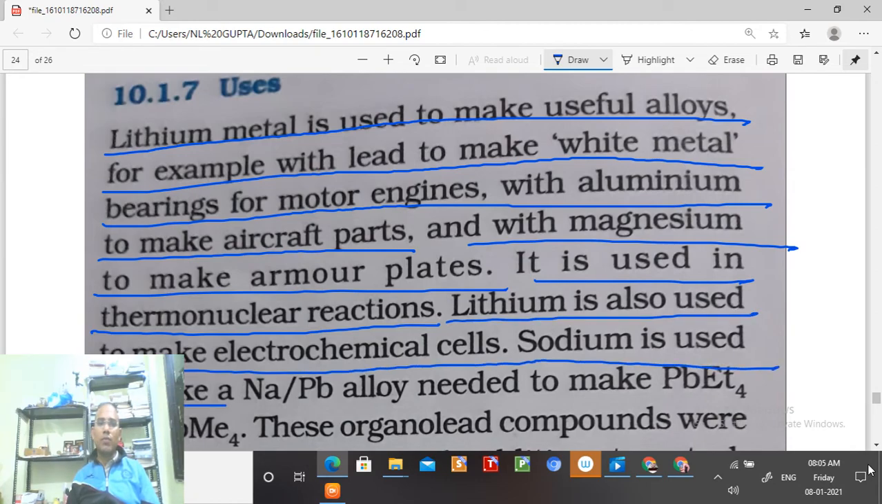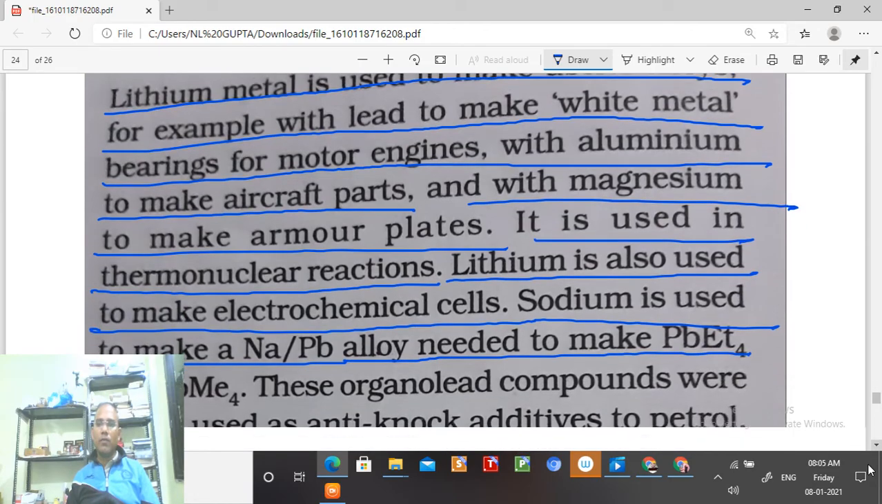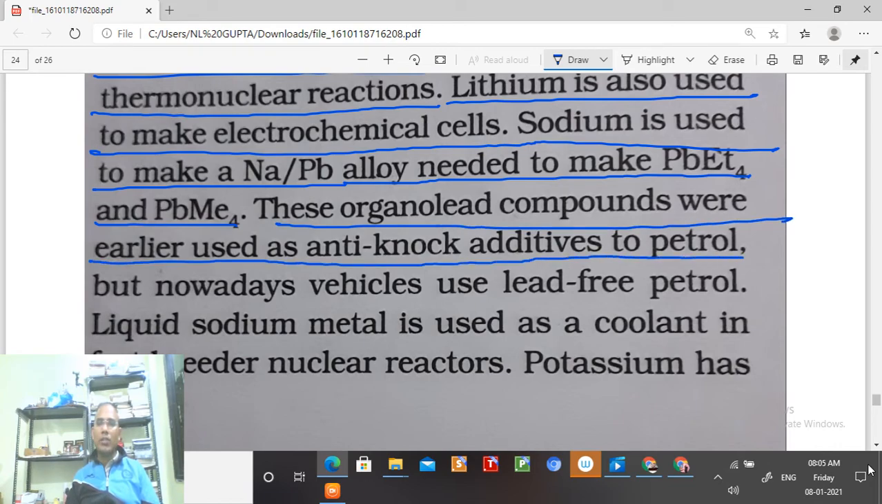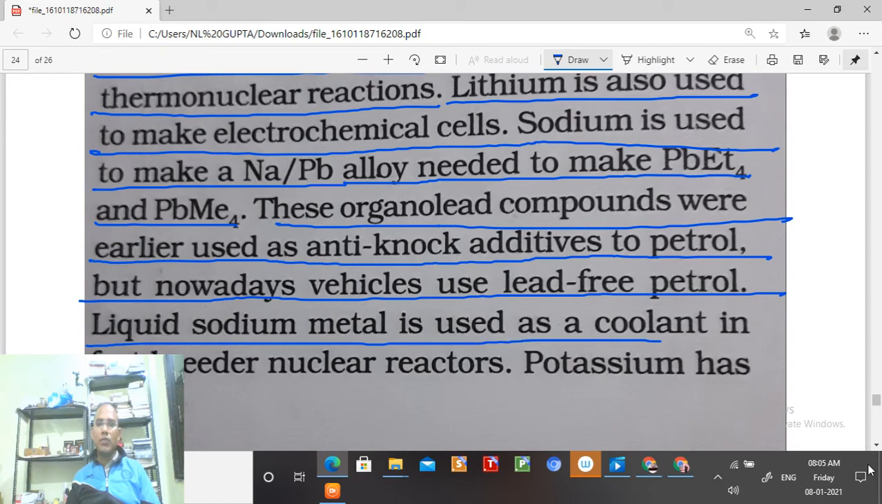Sodium is used to make an Na-Pb alloy needed to make PbEt4 and PbMe4. These organo-lead compounds were earlier used as anti-knock additives to petrol, but nowadays vehicles use lead-free petrol. Liquid sodium metal is used as a coolant in the fast breeder nuclear reactor.